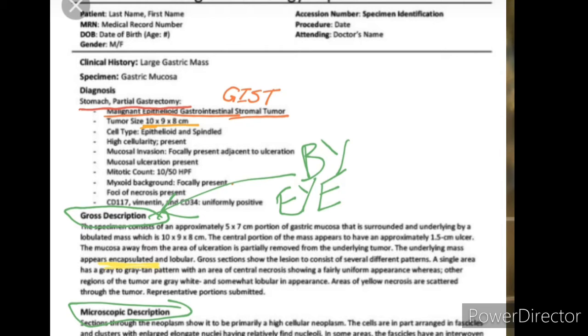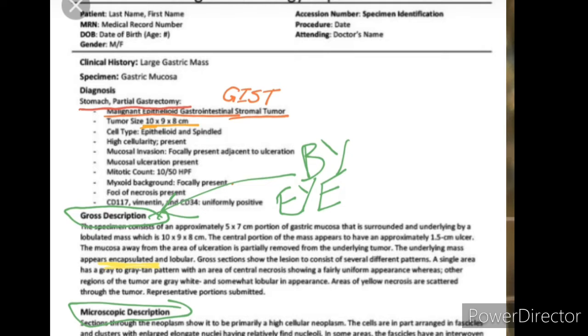The clinical history on the upper left there says large gastric mass. Gastric refers to the stomach, and a mass means a tumor of some sort. By the way, tumors and masses can be cancer or not cancer. So just because this is a mass or tumor doesn't necessarily mean it's cancer. They would have to say it's a malignant mass or a malignant tumor to mean that it's actually cancer. So this was a tumor removed from the inside of someone's stomach. And you'll notice in the diagnosis, this is stomach partial gastrectomy.